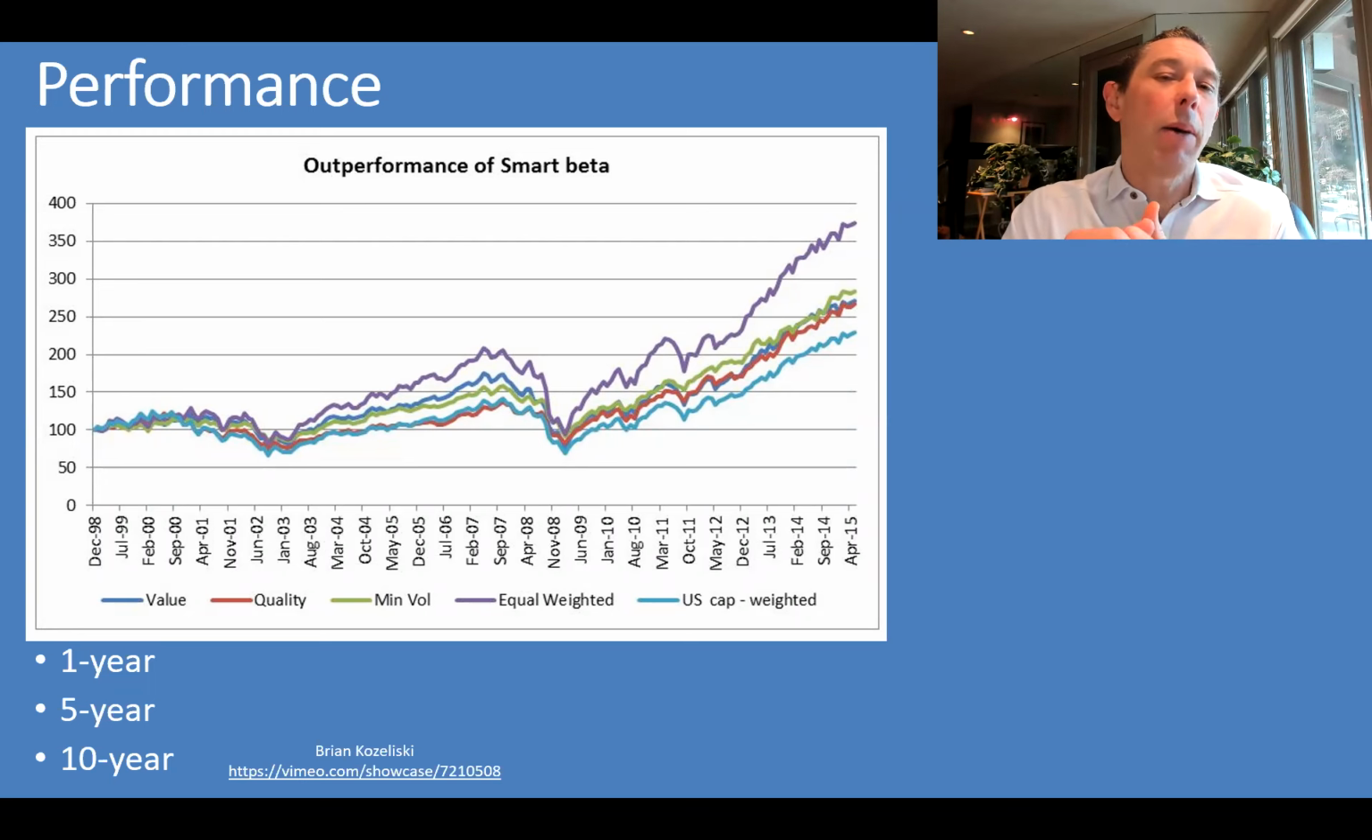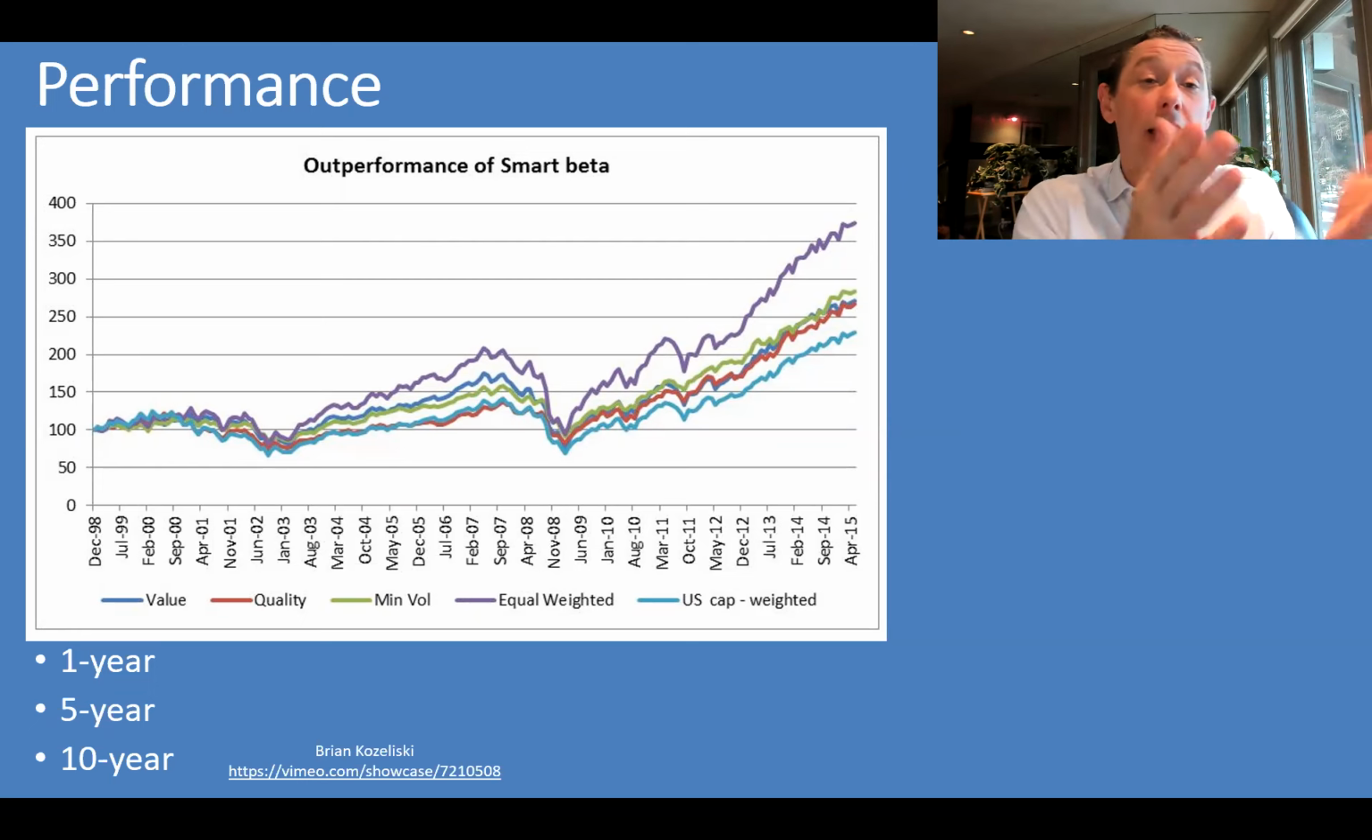If you're looking at some of the data, you might see, well, over one-year time periods, they outperform maybe 55% of the time. And over a five-year period, they perform maybe 75% of the time. And over a 10-year period, they outperform maybe 85 to 95% of the time. You do see some cyclicality here.